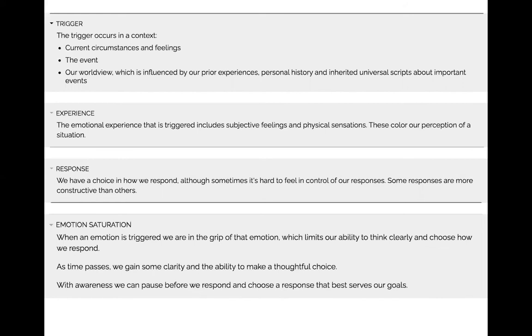I look at the person triggering me as an opportunity to visit what is hurting inside of me. In this sense, he or she is my teacher, doing me a favor to heal. Now, we have a choice in how we respond, although sometimes it's hard to feel in control of our responses. Some are more constructive than others.